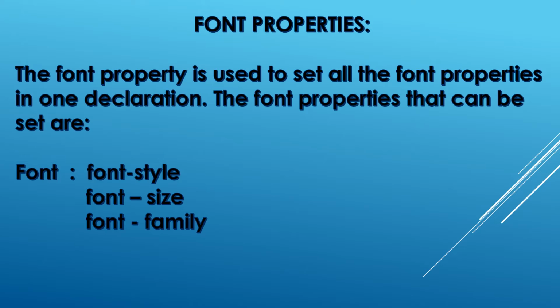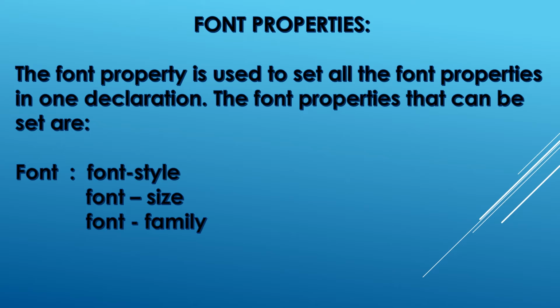The font properties that can be set are font style, font size, font family. Font style specifies the font style of the text that can take the values normal, italic or oblique. The default value is normal. Font size sets the size of the font that can take any one of the values which is given in the table 10.2. If you specify an absolute value for this property, then you can give the value in any unit like px, pt, etc.